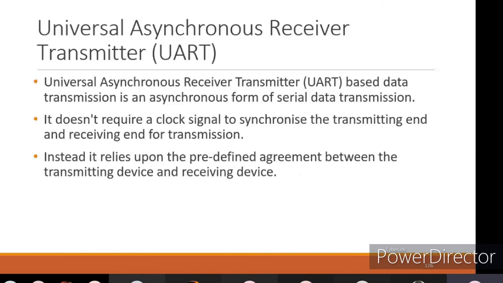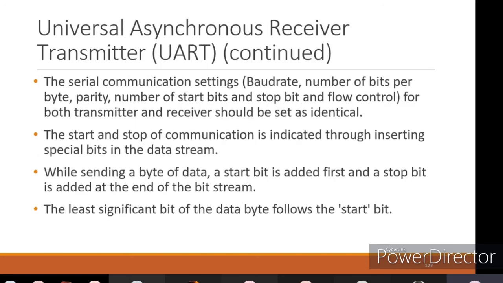Next we have UART, that is universal asynchronous receiver and transmitter. UART based data transmission is an asynchronous form of serial data transmission. It doesn't require a clock signal to synchronize the transmitter end and receiver end. Instead, it relies upon a predefined agreement between the transmitting device and receiving device. Here you won't be having any problem with respect to the synchronization clock.